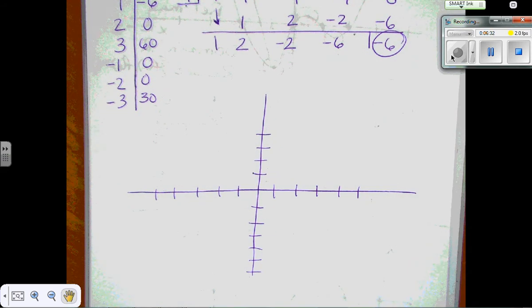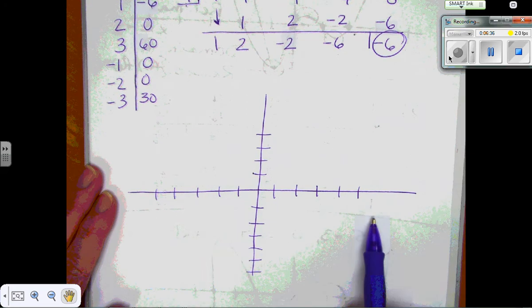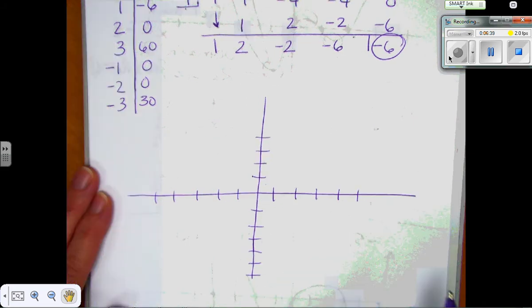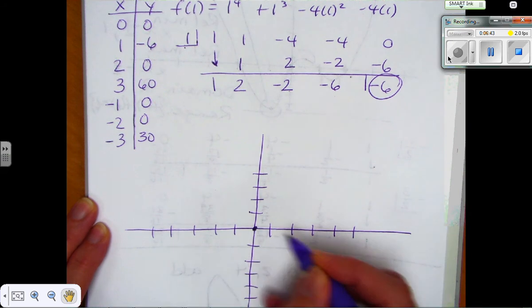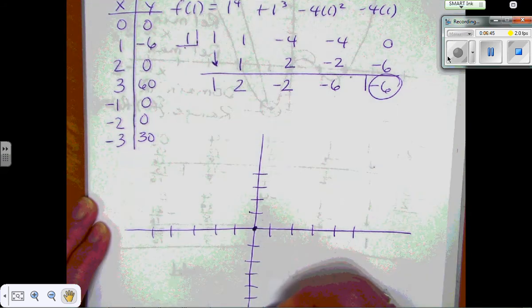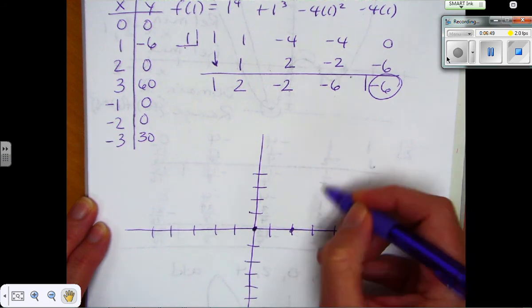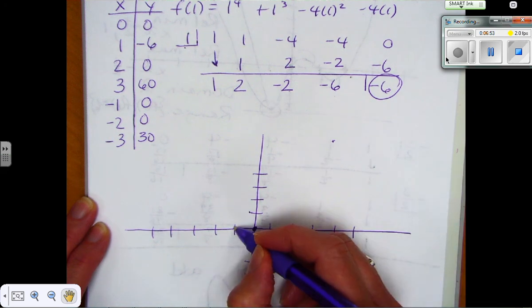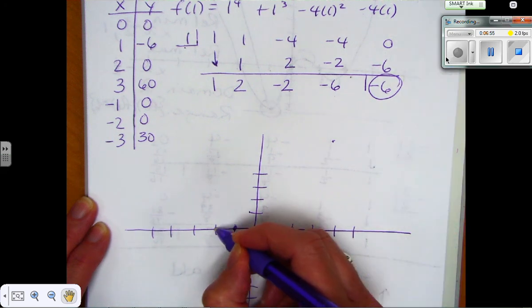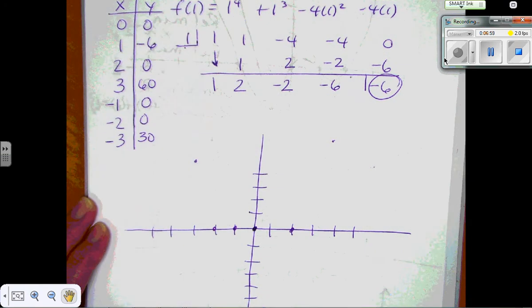Alright, so here's my graph. I kind of left some space on the x-axis. I made them kind of far apart because I have so many zeros that are close together. So I have 0, 0, and 1, -6, 2, 0, 360. I'm just going to put a little dot up there so I know that it's going to go on forever. Then -1, 0, -2, 0, and then -3, 30. So that's my other point where it starts going up.